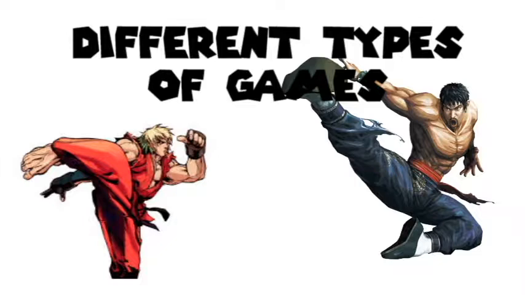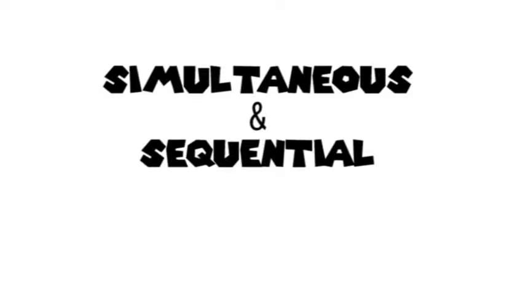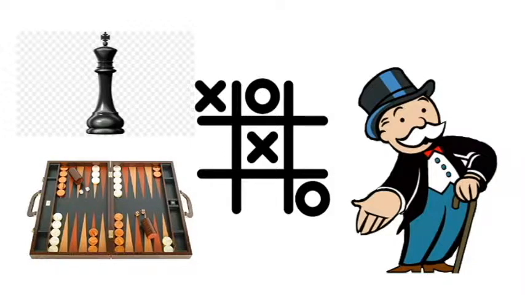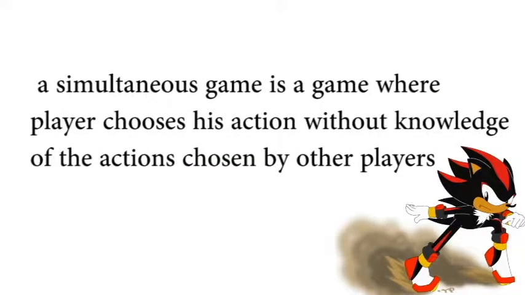So now that we know what game theory is, let's discuss the different types of games. First, let's discuss simultaneous and sequential games. A sequential game is a game where one player chooses their action before the other chooses theirs. Examples of which would be chess, Monopoly, backgammon, tic-tac-toe, and Go. A simultaneous game, on the other hand, is a game where each player chooses his action without knowledge of the actions chosen by other players. So, from the name itself, it could be done simultaneously. An example of which would be rock, paper, scissors.